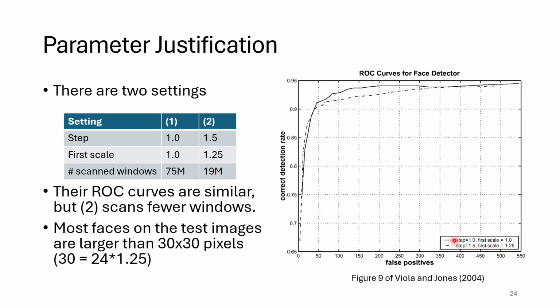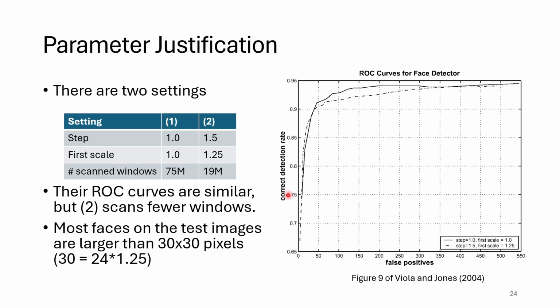Another hyperparameter is the step. It means, from one 24 by 24 patch to the next 24 by 24 patch, how many pixels should they move? There are two different settings. This one is 1.0, it is consecutive: this patch, then the next pixel, and the next pixel, and the next one. The other step is 1.5 pixels. So it means the stride will be slightly larger, and they can scan fewer windows.